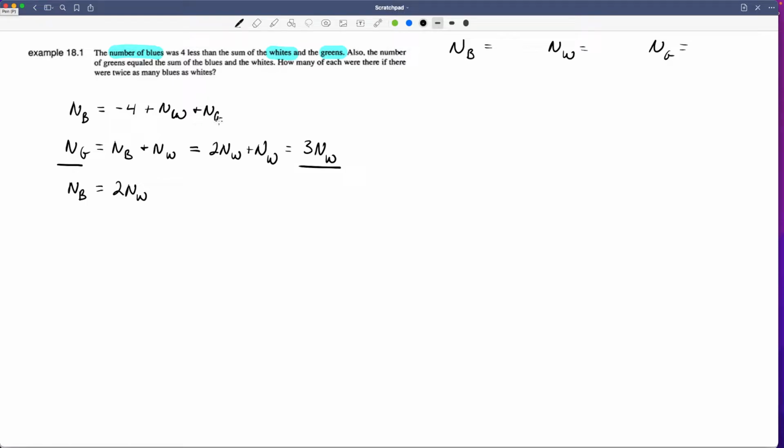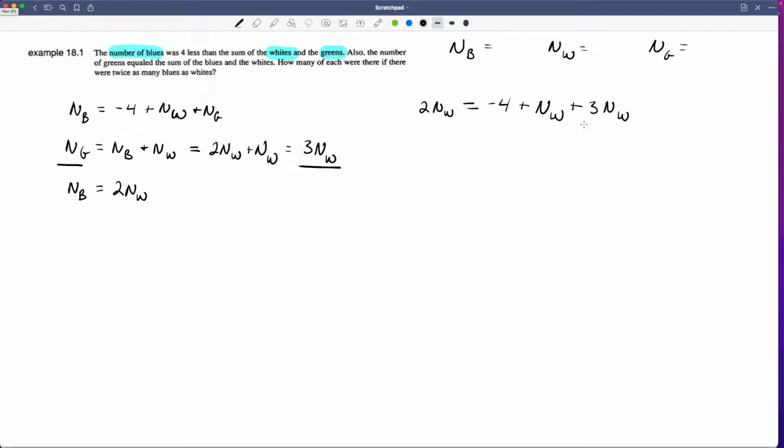So I can substitute that in here, and I can substitute the number of blues in. So I'm going to move this over and do that. So the number of blues is 2 times the number of whites. So 2 times the number of whites is equal to minus 4 plus the number of whites plus, now for the number of greens, it's 3 times the number of whites. So 3 times the number of whites. So I'm going to solve for the number of whites because I have all the same variable in this equation now, just by looking at this one to solve or to simplify.